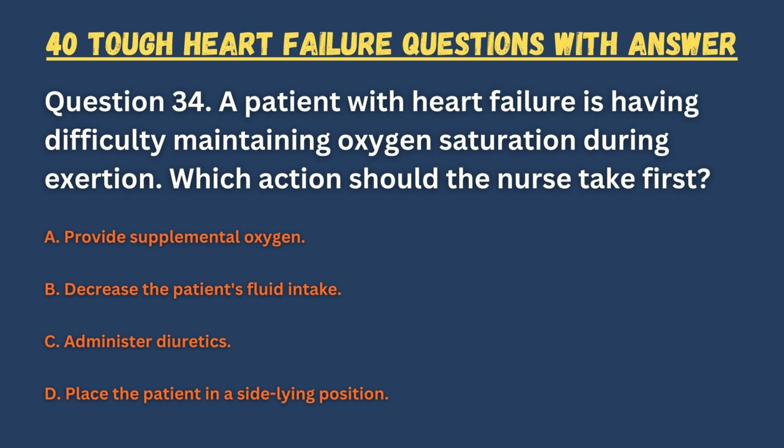Question 34. A patient with heart failure is having difficulty maintaining oxygen saturation during exertion. Which action should the nurse take first? A. Provide supplemental oxygen. B. Decrease the patient's fluid intake. C. Administer diuretics. D. Place the patient in a side-lying position.